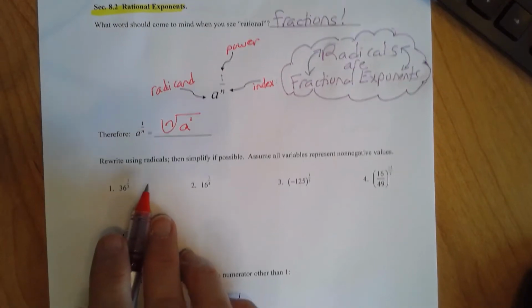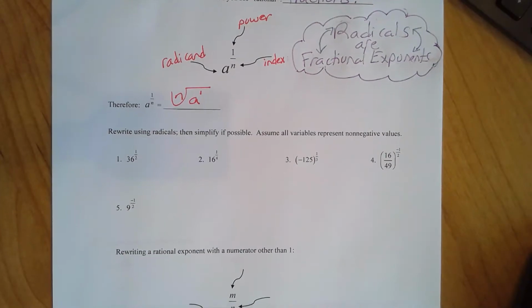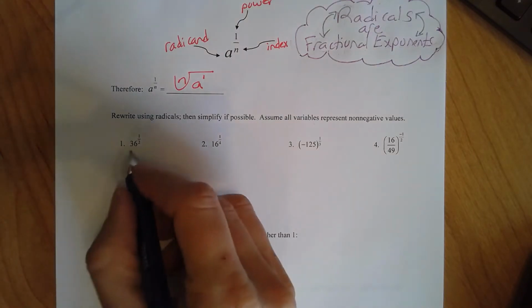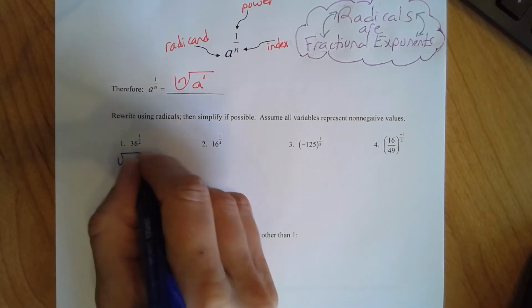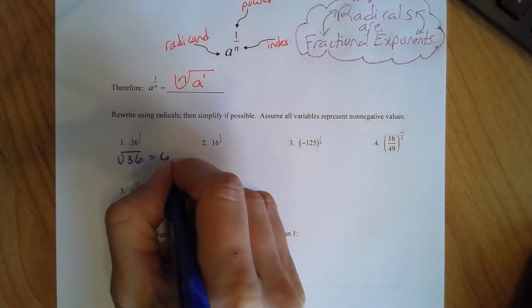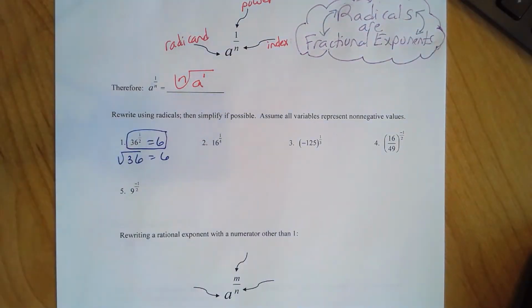So rewrite using radicals and then simplify if possible. Don't just type these into your calculator. That is not going to help you. Understanding how you rewrite these is crucial. So 36 to the 1/2, I'm going to rewrite using radicals. So the index is a 2, I don't need to show the 2, and the power is a 1, I don't need to show the 1. And the square root of 36 is just 6. So 36 to the 1/2 is 6.